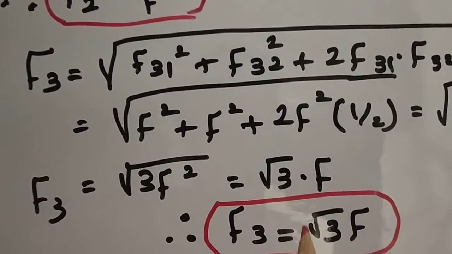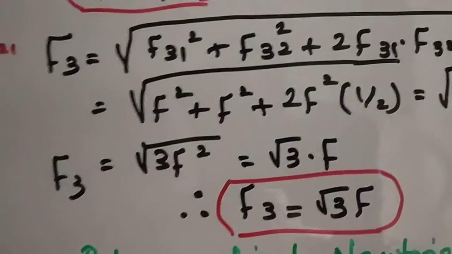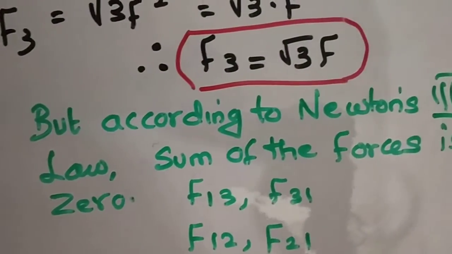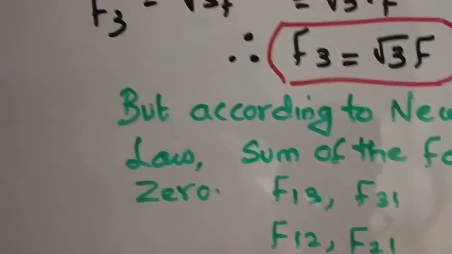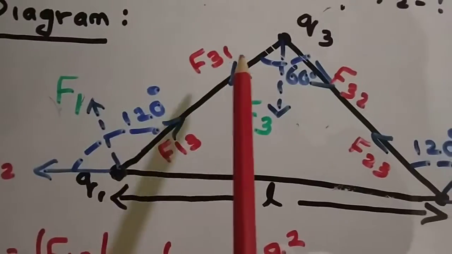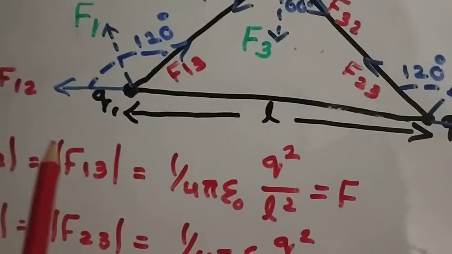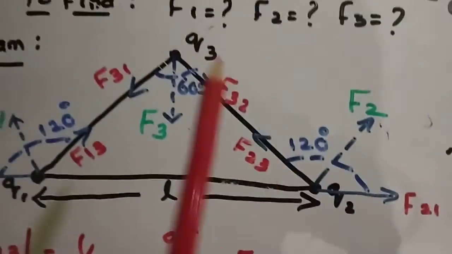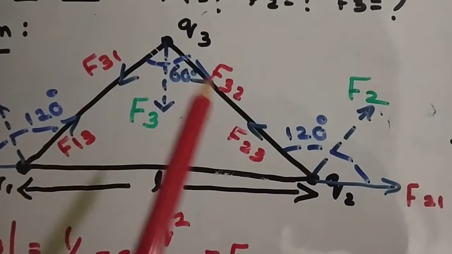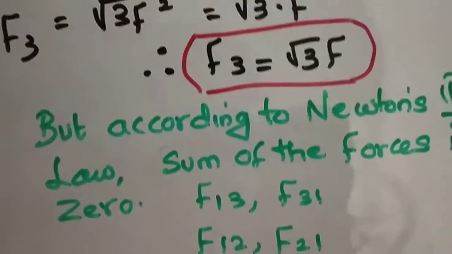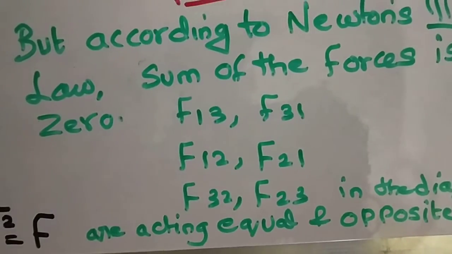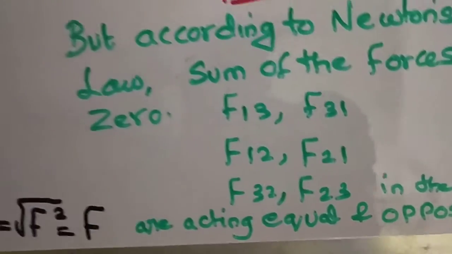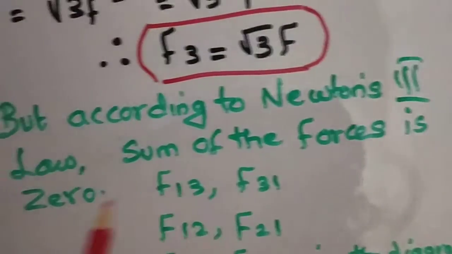So these are the forces acting on each charge. But according to Newton's third law, the sum of all the forces is 0, because F13 and F31 are two equal and opposite forces, F12 and F21 are two equal and opposite forces, and F32 and F23 are two equal and opposite forces. So action is equal to the reaction, that is, the sum of all the forces is always 0, and this is the reason.